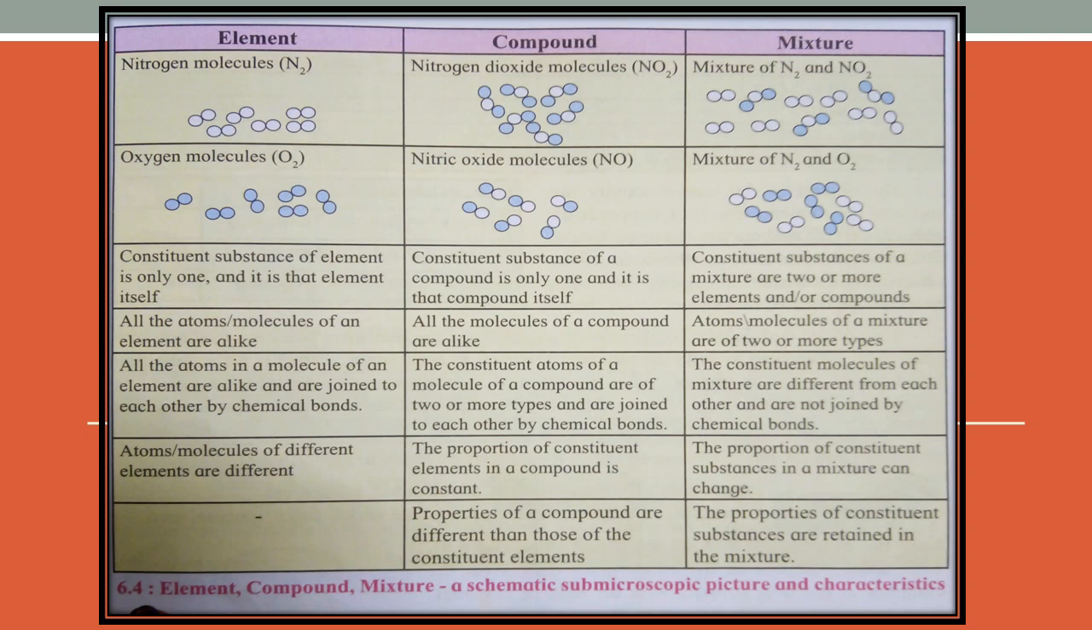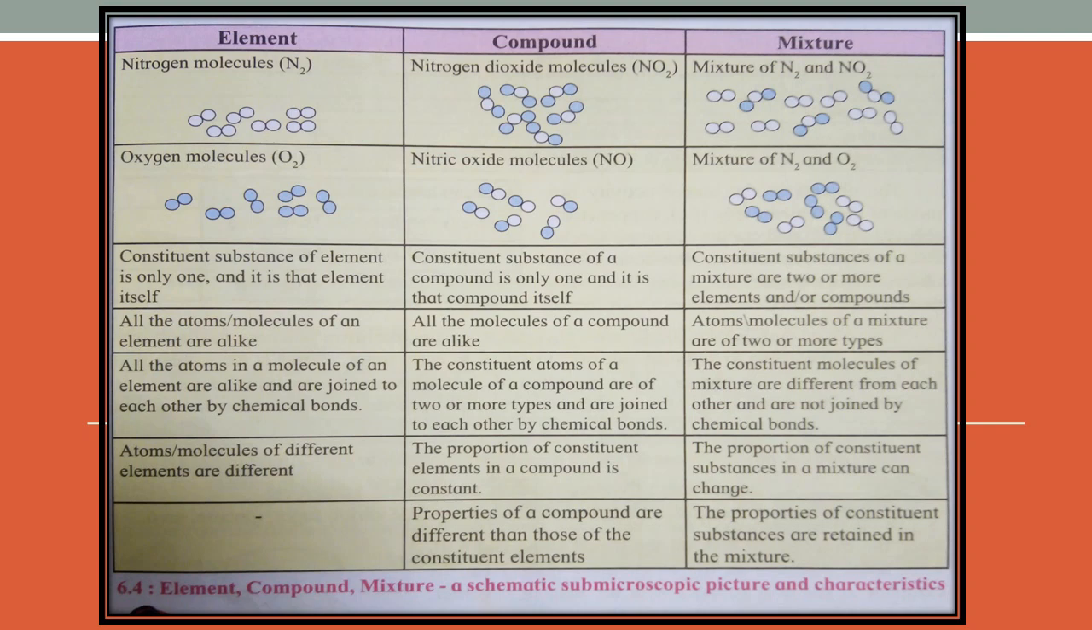Like nitrogen bonded with nitrogen to form N2 molecules, oxygen bonds together with oxygen to form an oxygen molecule. Yes, atoms or molecules of different elements are different. That means nitrogen is different and oxygen is different.